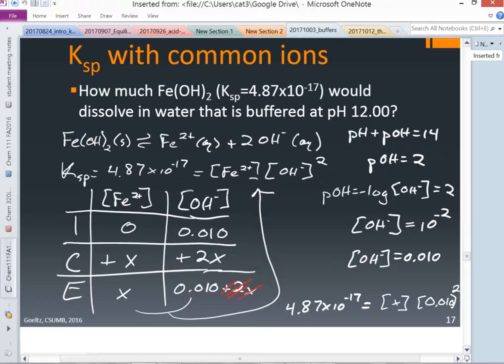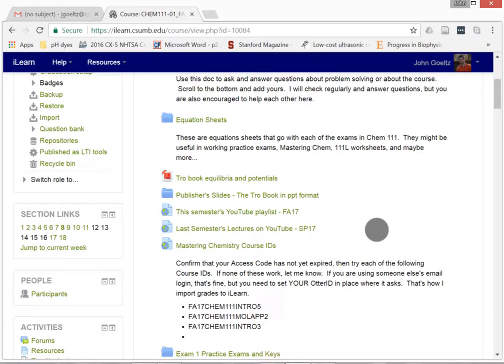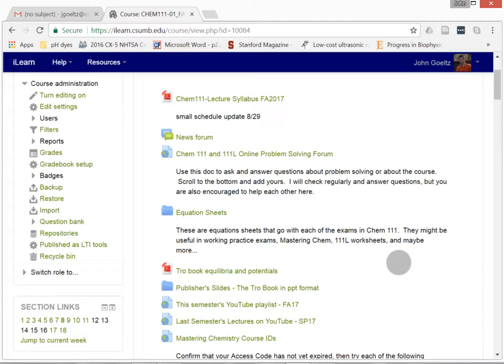Where did we say you must find them when you were doing Mastering Chemistry? In the book, that's right. However, should you be at school doing your work or anywhere else and you don't have the book, you may come to iLearn. And in this ever-growing list of resources at the top of the 111 iLearn page, there's the Tro book, Equilibria, and Potentials.